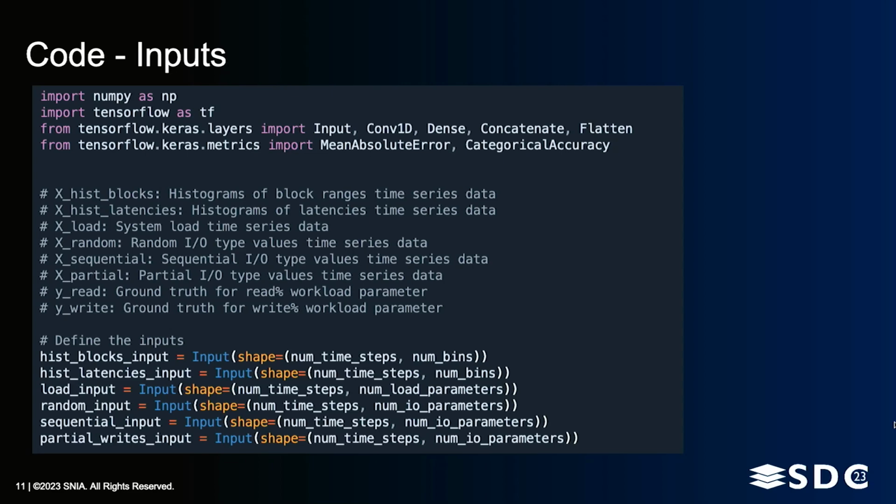The shape of those inputs is basically the number of time steps. The number of time steps is 3600 here, because we are taking a per second interval for 1 hour. And then the number of bins can vary. Today we have the number of bins for the histogram as 5 different ranges. Similarly for latency, and for load we have six parameters which we considered. Those are the features I am talking about; the 6 is the features basically. And for random sequential it is 1, and for partial writes and other IOs it is basically 6.